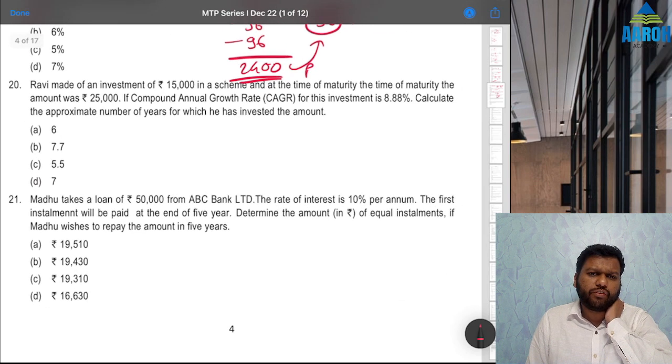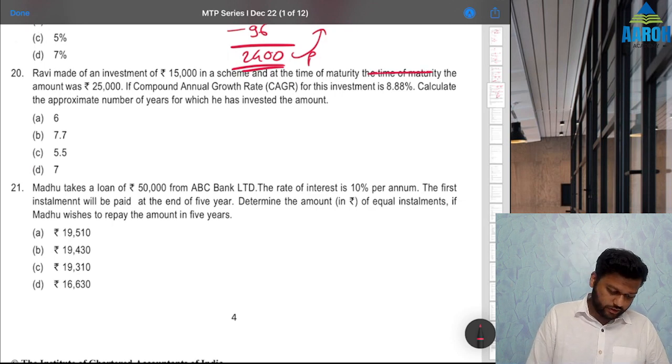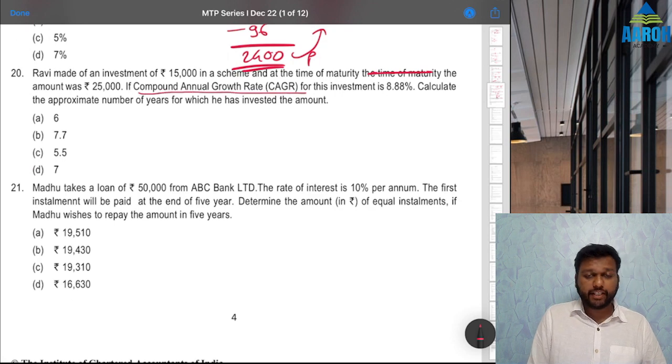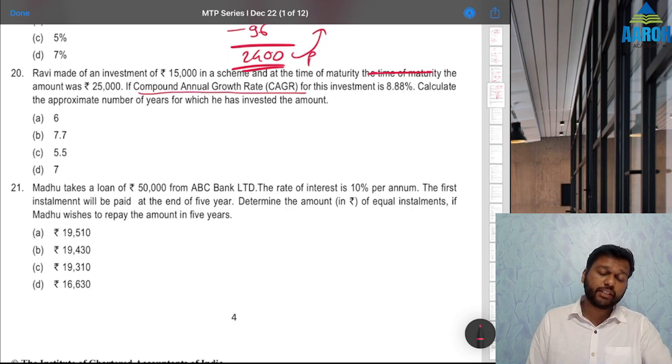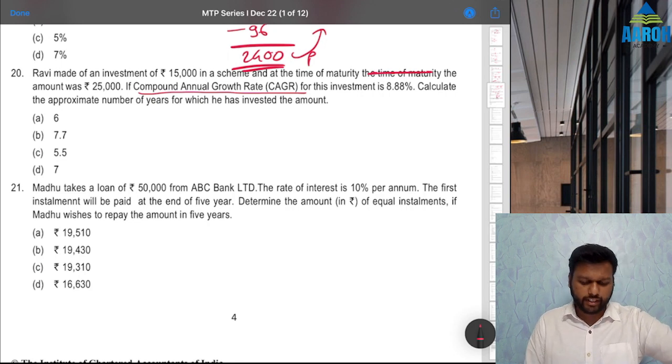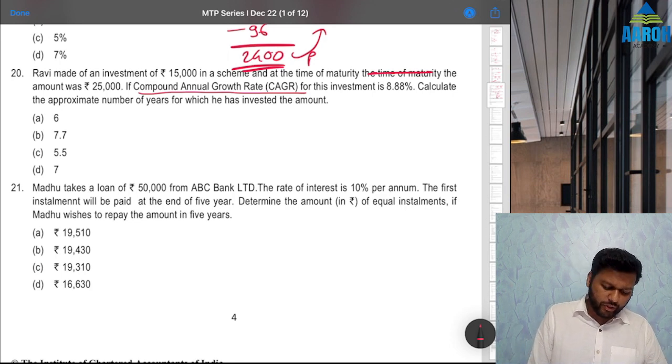Ravi made an investment of 15,000 in a scheme. At the time of maturity, the amount was 25,000. If the compounded annual growth rate, CAGR, is 8.88%, calculate the approximate number of years. Most of the students skip this concept, but it is a very easy concept. Nothing other than compound interest. You just have to use the formula of compound interest. That's it. What is the formula of compound interest?